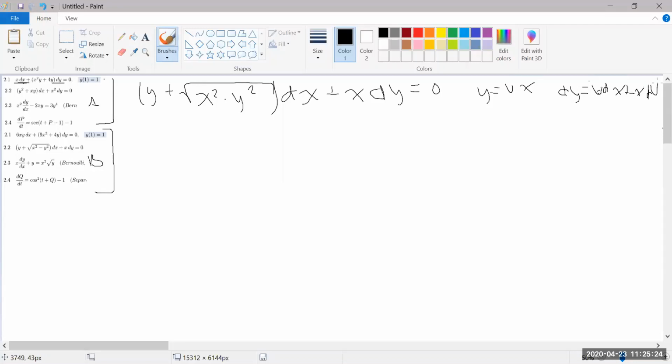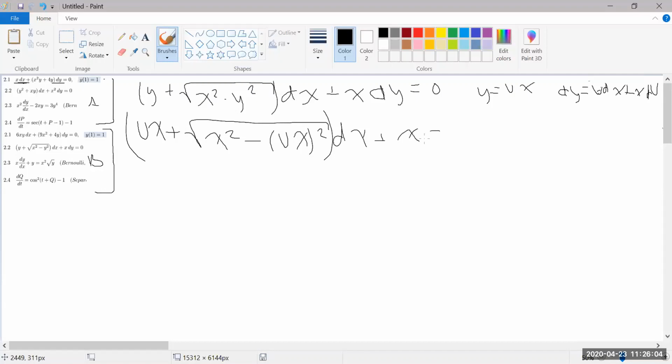Okay, so we can start the substitution. Also, I believe Dr. Noring said something about proving homogeneity, which if you guys need help with, let me know. But for sake of time and space, I am just going to start the problem and assume that it's homogeneous. Okay, so doing a substitution here, we get our u of x plus the square root of x squared minus our u of x squared dx plus x dy.